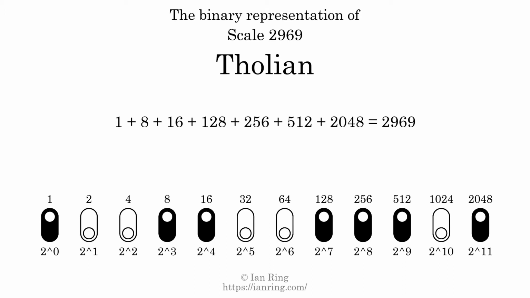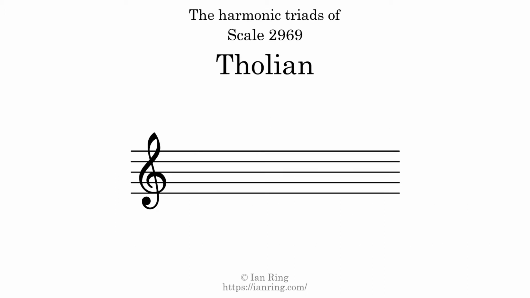2969. The scale number not only enumerates the scale with a unique index, but it also literally describes the tonal content of the scale. Represented as a binary number in base 2, the scale number is 101110011001. Here are the harmonic triads present in this scale.